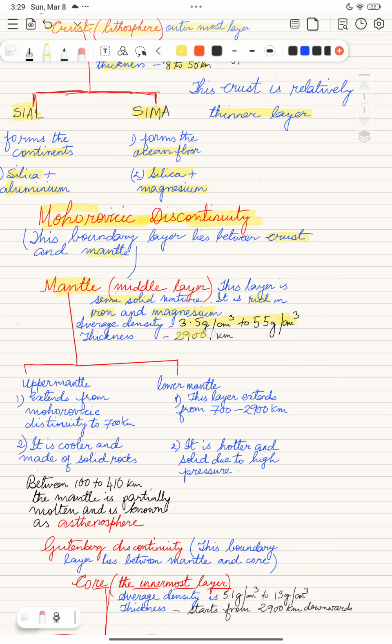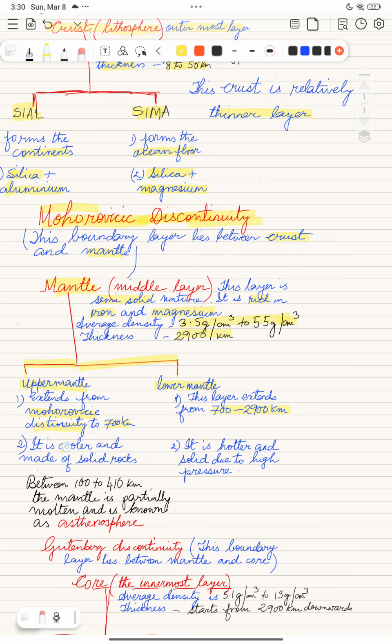Thickness 2900 kilometers. Now this mantle can be divided into two parts. One is upper mantle, another one is lower mantle. Upper mantle extends from Mohorovicic discontinuity to 700 kilometers. Lower mantle extends from 700 to 2900 kilometers.